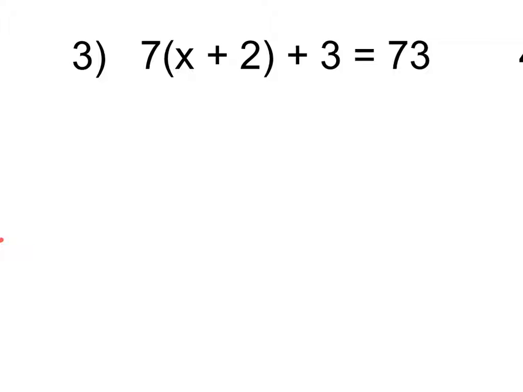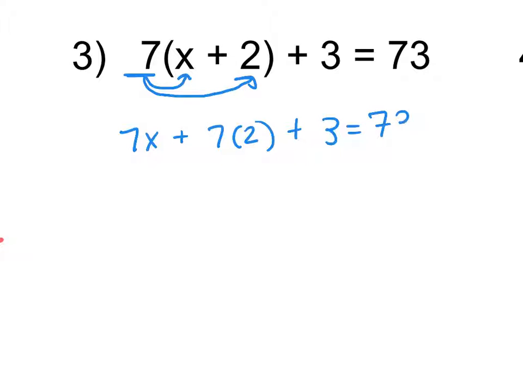Okay, so we're looking at number 3 here, and I have 7 times the quantity x plus 2 plus 3 equals 73. First thing I'm going to do is distribute. My 7 just goes to what's inside the parentheses, so I need to multiply 7 times x and 7 times 2. So I have 7x plus 7 times 2. Then I bring down everything else. Plus 3 equals 73.